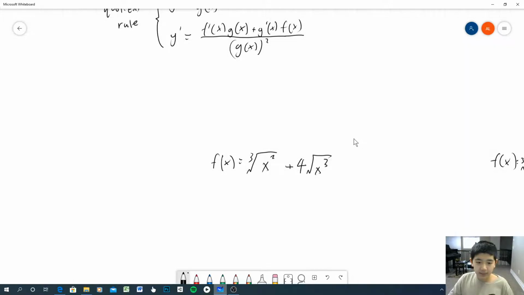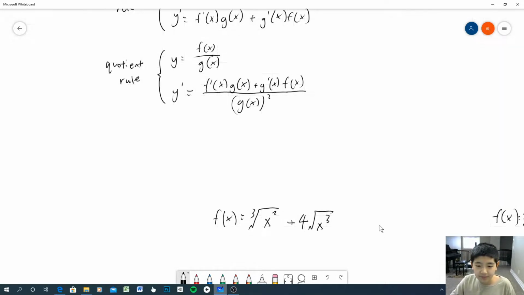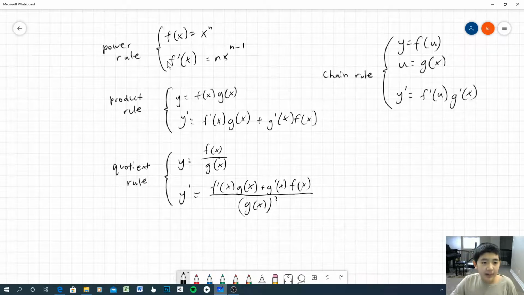The first one, over here. This one will make use of the power rule. So, this can be rewritten as x to the power of 2 over 3 plus 4 times x to the power of 3 over 2. Because this is to the power of 2, and this is taking the cube root, so 2 over 3, and vice versa. So now that we have this in this format, we can now apply the power rule.